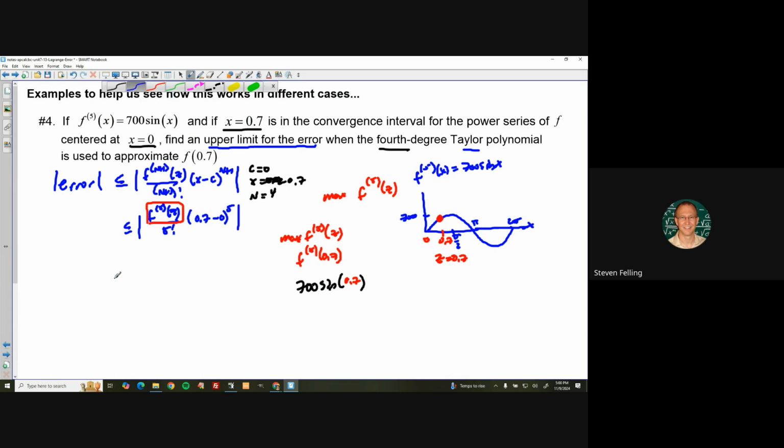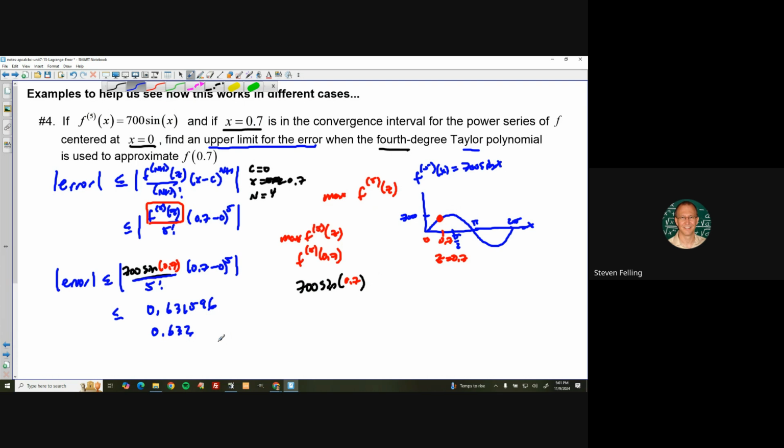So here I've got this max error. The upper bound, upper limit is 700 times the sine of 0.7, and then divided by 5 factorial, and this is 0.7 minus the centering value to the 5th, and that means it's less than or equal to, in this case, 0.631596. And at this point, we could truncate that to our usual 3 decimal places, 0.632. All right, so that's how we would do this problem.